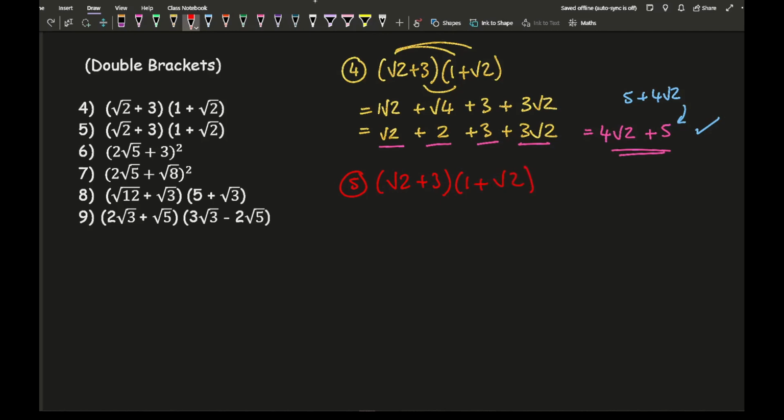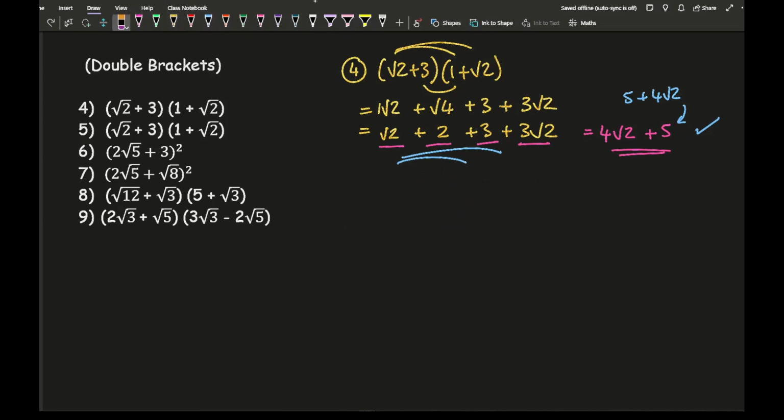Then with question 5, again I've got root 2 plus 3 and then 1 plus root 2. So the order of the second bracket is different, but again doesn't make a difference. Still got to use my loop, still got to expand it. So 1 times root 2 is just 1 root 2 plus root 4 plus 3. I've just realized this is the exact same question as question 5, so we'll miss that one out.